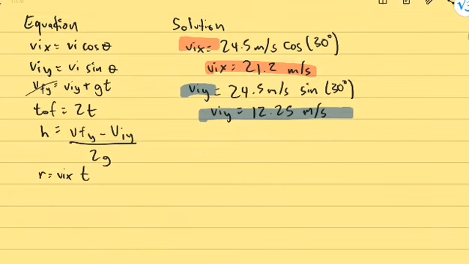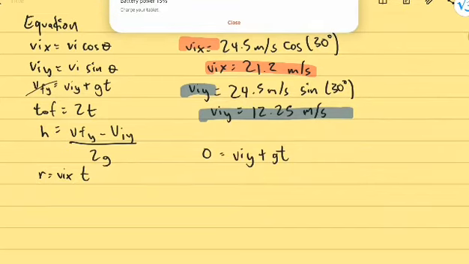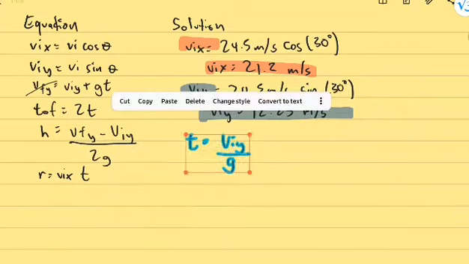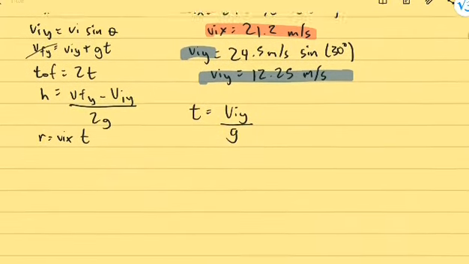So, from VF 0 na yan is equal to VIY plus GT. So, ano mangyayari dyan? Kailangan natin i-transpose and cross-multiply. Ito, lipat natin dyan. Well, this, i-cross-multiply natin, magiging itsura niya ay time is equal to VIY over G. Okay. Let's continue.